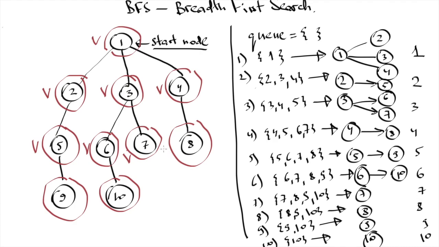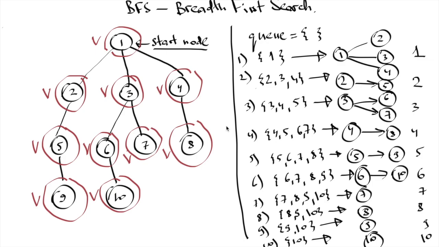The next unvisited node is 8. In the same manner, we don't have any neighbors for 8. And the next unvisited nodes are 9 and 10. For 9 and 10, we don't have any neighbors. So we keep doing this operation until all our nodes are visited.